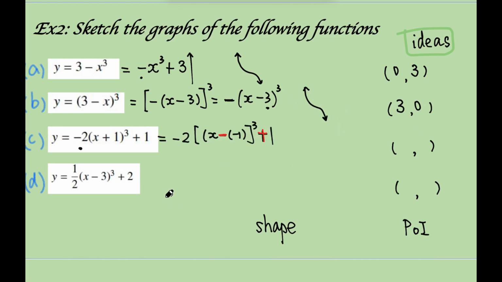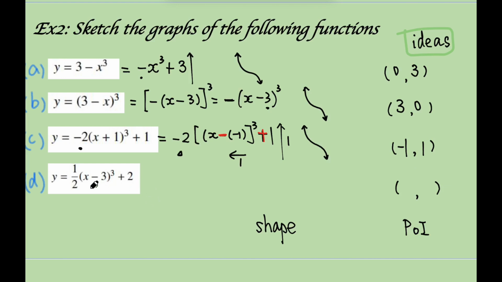Now for part C, we have the expression, the coefficient of x cubed is negative 2. Then the basic graph will be climbing down a hill. And the equation has been reorganized. We can see h value is -1. It means the graph has been moved to the left by 1 unit. And k is 1, and move up by 1 unit. Therefore, the point of inflection is (-1, +1).